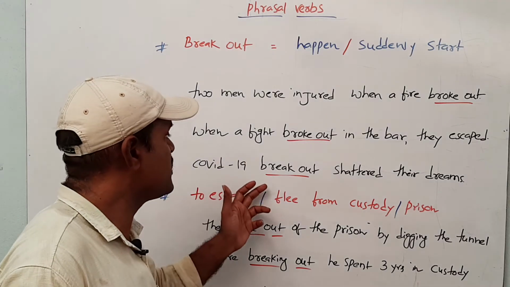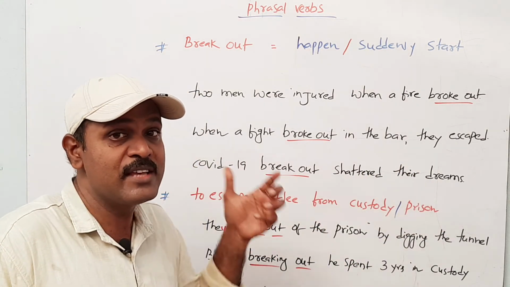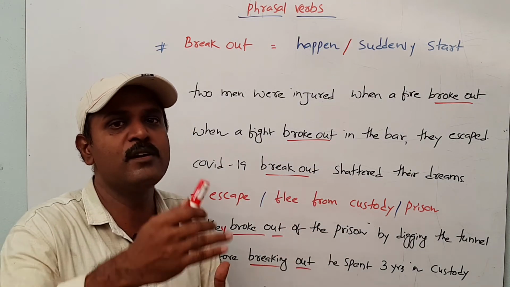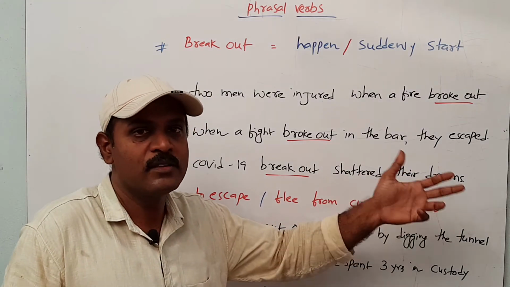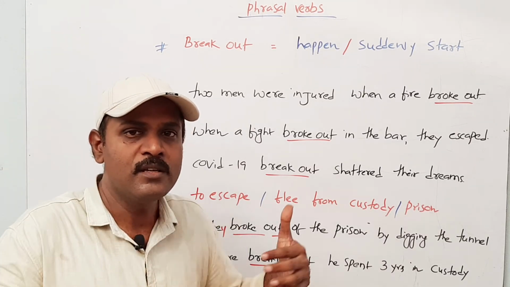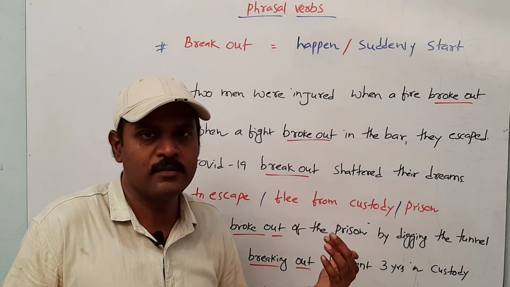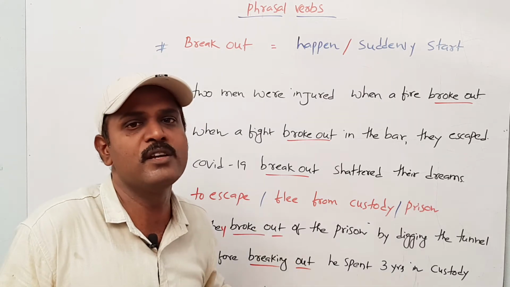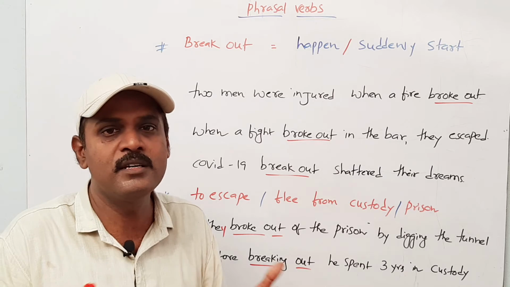Next one. COVID-19 breakout shattered their dreams. Here, the word breakout is used as a noun, not a verb. COVID-19 breakout, that means the spreading of the COVID-19 virus, shattered their dreams. That means they failed to reach their dreams. Actually, they had a lot of hopes to go abroad, but because of the COVID-19 outbreak, they didn't go. Their dreams have shattered.